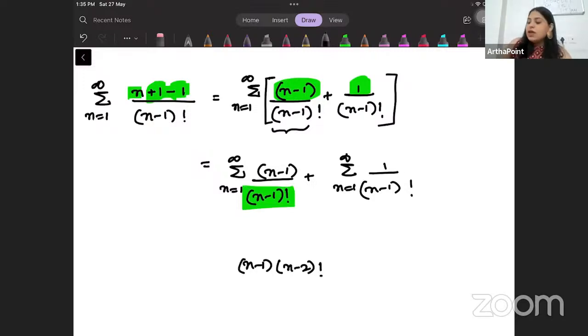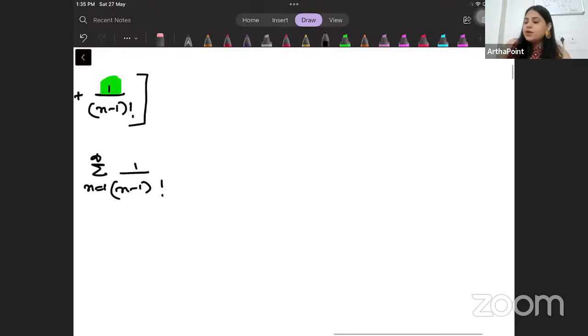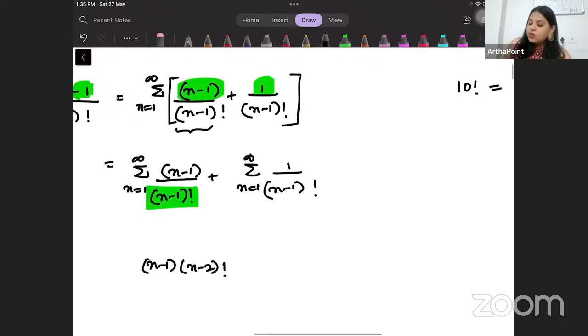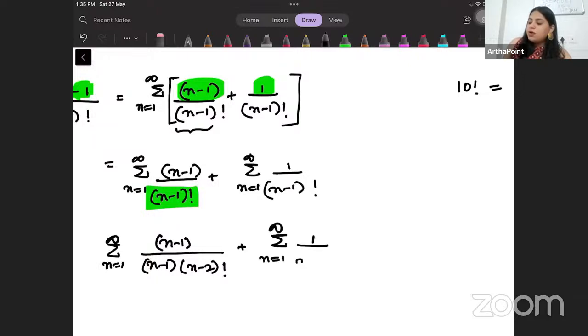We can do it like this. So suppose I want you to find 10 factorial. You can write this as 10 into 9 factorial at any point of time. This is what I have done here. So the numerator will have n minus 1, summed up for n from 1 to infinity, plus the summation for n from 1 to infinity of 1 upon n minus 1 factorial. I hope this is making sense to you.